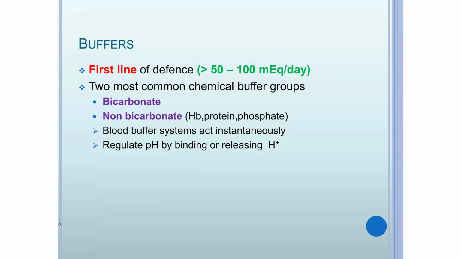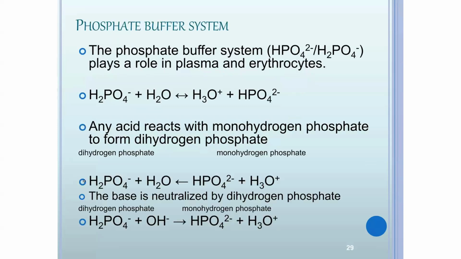The blood buffer system acts instantly, regulating pH by binding or releasing hydrogen ions. As I said, we are focusing specifically on the phosphate buffer here. In the phosphate buffer system, assuming you have acidic substances in the urine, what happens? The phosphate buffer system, which is HPO4 2- and H2PO4 -, plays a role in plasma and erythrocytes as well as the urine.